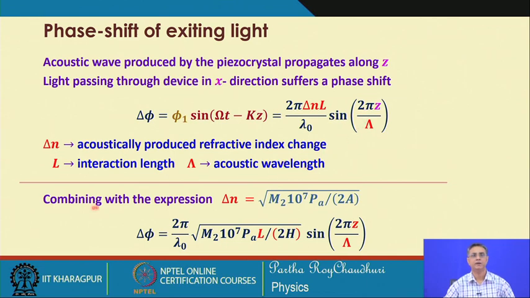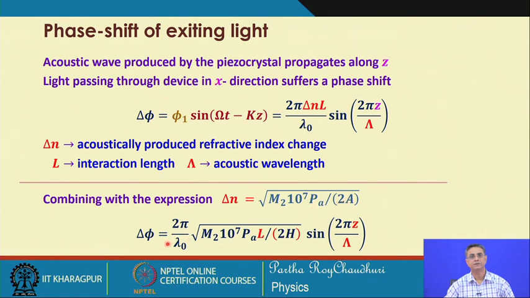This we have seen. Now, if we combine these into this expression of delta n, we have seen earlier that the peak change in the refractive index, in terms of the figure of merit, the acoustic power and the width of the acoustic wave, we can write in this form.